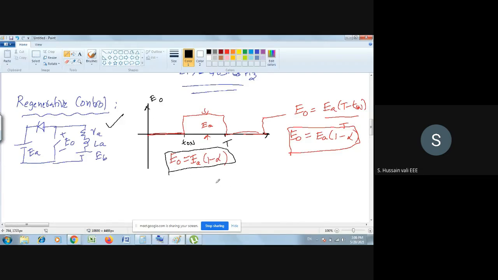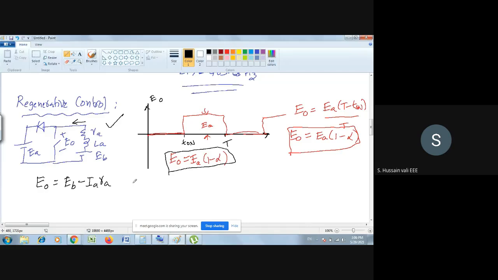Once we got this, we'll go ahead. E naught is the input to the motor, so we can write E naught is equal to EV plus IA RA. But one important thing you must understand is what the actual current is in the case of regenerative control. It flows in the opposite direction, so I will take minus IA.